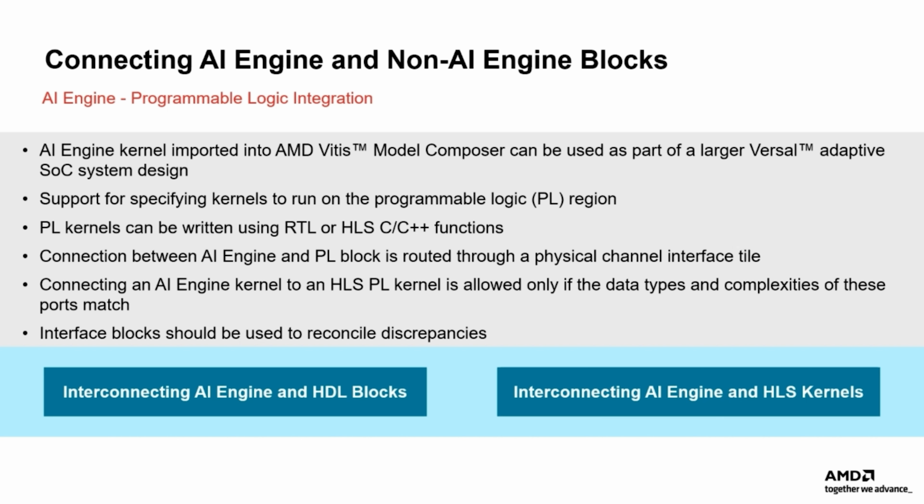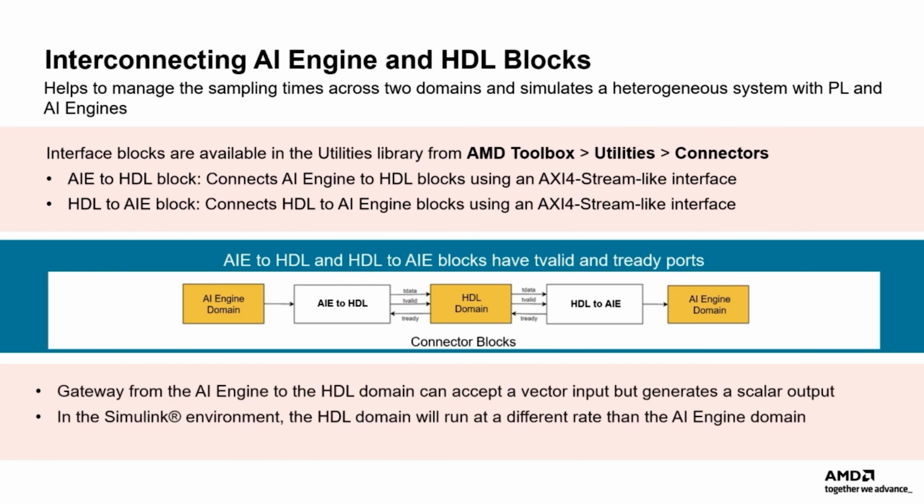In order to properly manage the sampling times across two domains and simulate a heterogeneous system with both PL, modeled with HDL blocks, and AI engines, Vitis Model Composer provides interface blocks in the Utilities library to connect from AI Engine to HDL blocks and vice versa. The AIE to HDL block connects AI Engine to HDL blocks using an AXI4 Stream-like interface. The HDL to AIE block connects HDL to AI Engine blocks using an AXI4 Stream-like interface. You can find these blocks in the AMD Toolbox Utilities Connectors library.